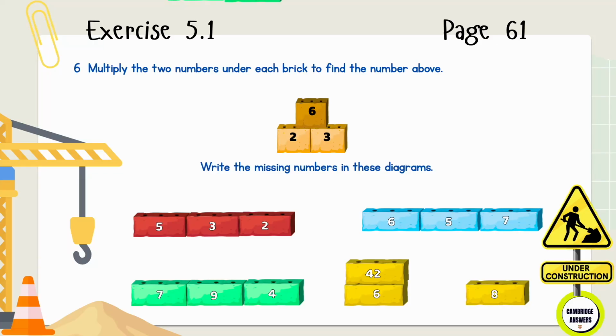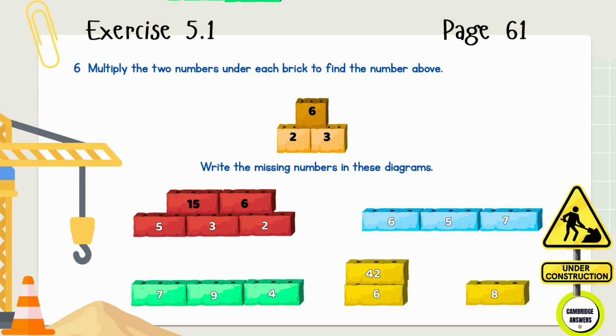All right, builders, hard hats on. We're building a math wall, one brick at a time. First, the red wall. We already have 5 and 3 at the bottom. What goes on top? 5 times 3 equals 15. Boom. A red brick. 15 locked in. Next, 3 times 2 equals 6. Another red brick done. 6.